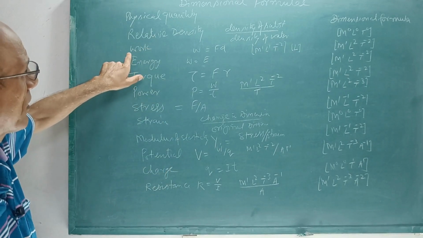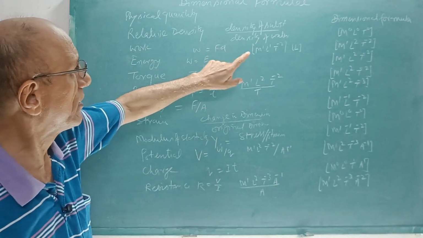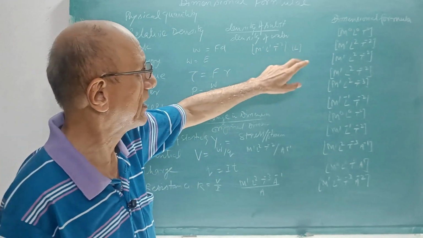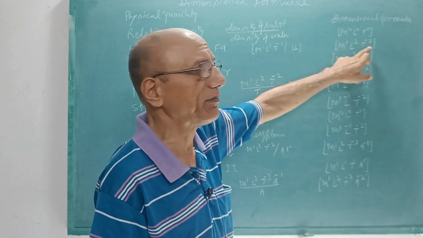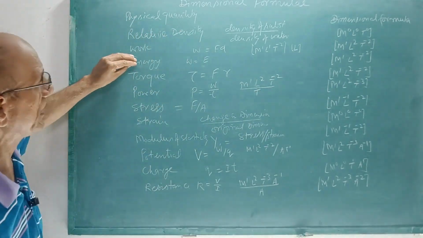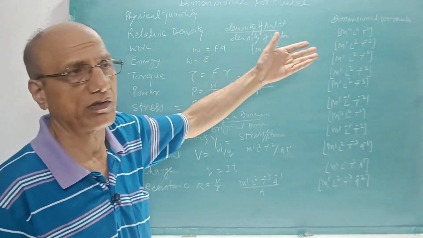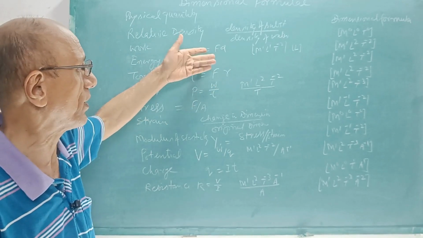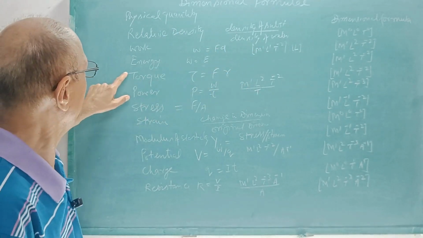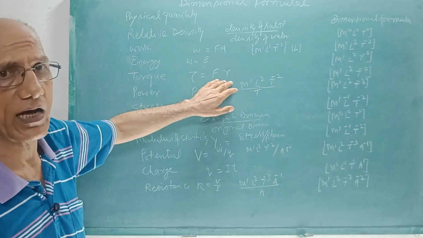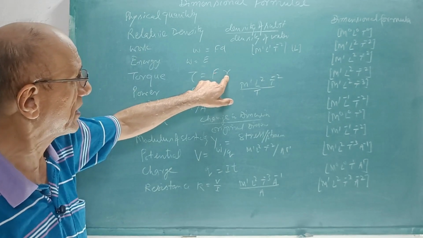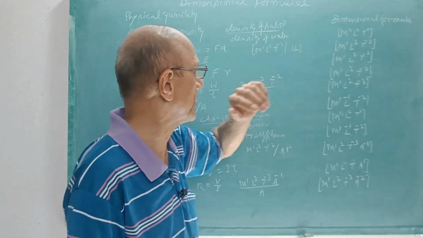Work, once again look, what will come in work, force into displacement. Force is M1 L1 T minus 2 and it has to be multiplied by a length, so then it will be M1 L2 T minus 2. Similarly, energy will be the same, you can check it with half mv square, kinetic energy and potential energy, that will remain the same. Now torque is r cross F, force into force arm, that means it is again force multiplied by the distance, so it will be the same as that of the energy.